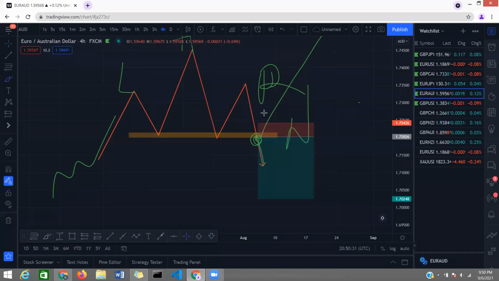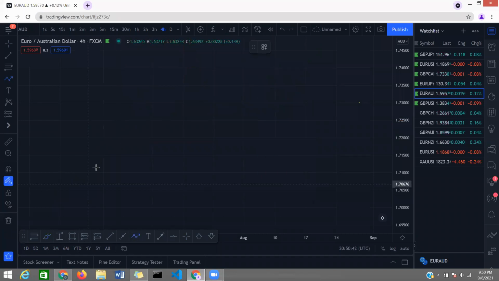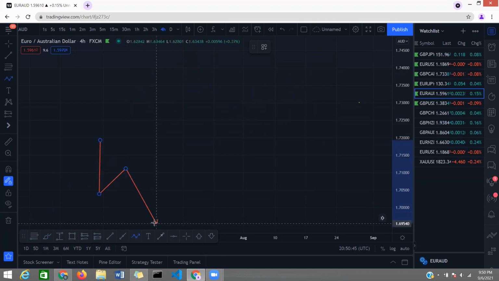And then depending on the time frame where you see this, you can catch 10 pips, 20 pips, 30 pips, 40 pips, 50, depending on the time frame that you see this. Same thing goes for the down scenario. So left shoulder, right shoulder, neckline.